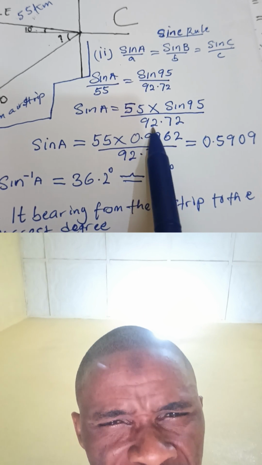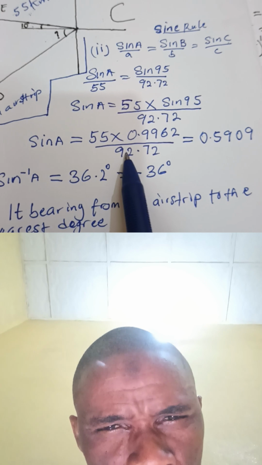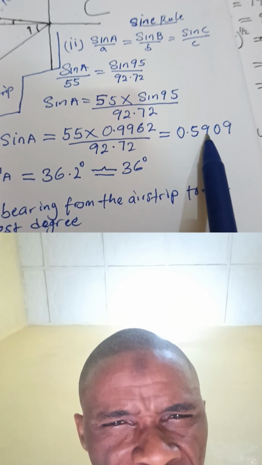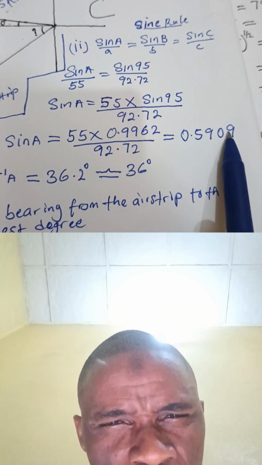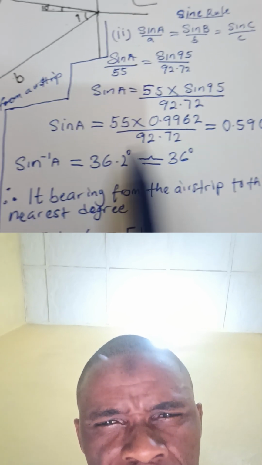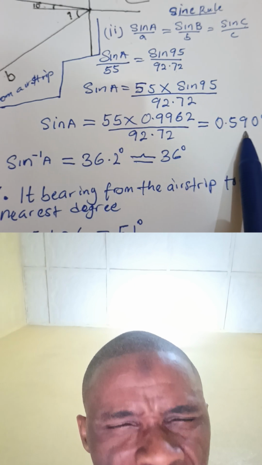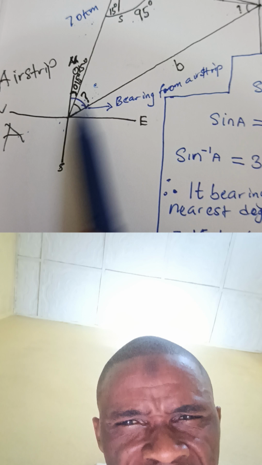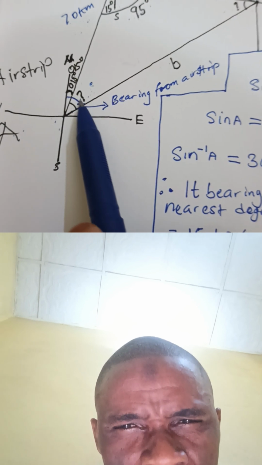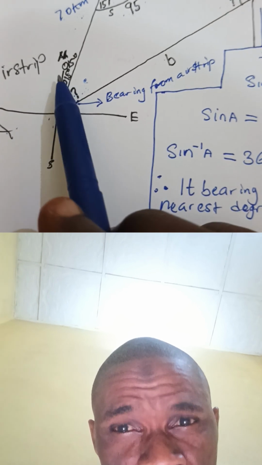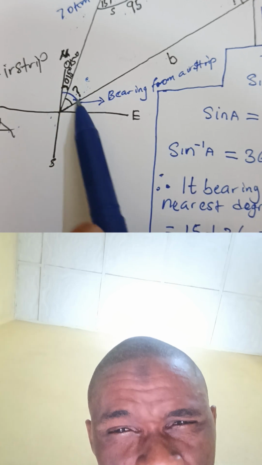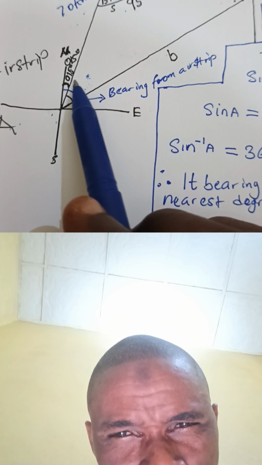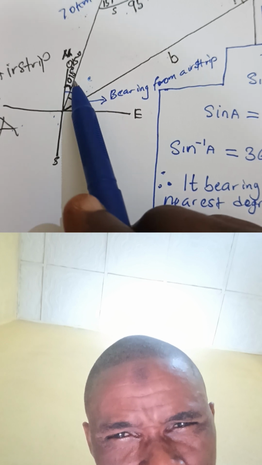then over 92.72. Okay, use your calculator and calculate this. We are going to have 0.5909. Once you have this, this is your sine A. Then don't forget that what they ask you to find here is angle A. That's what we are looking for. Once you get it, we will add it to this 15, so that we get the bearing.